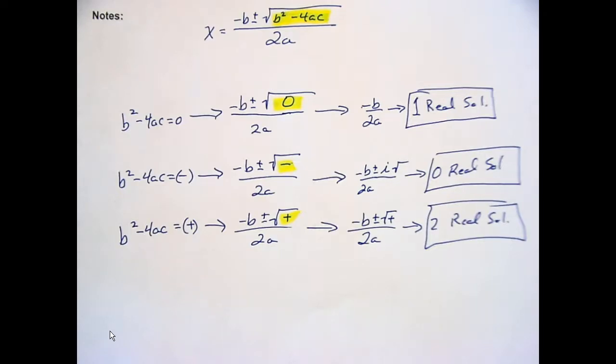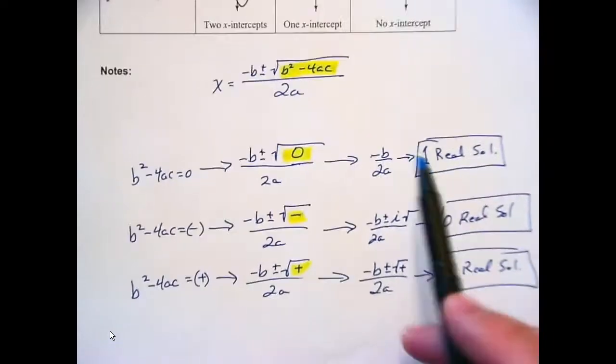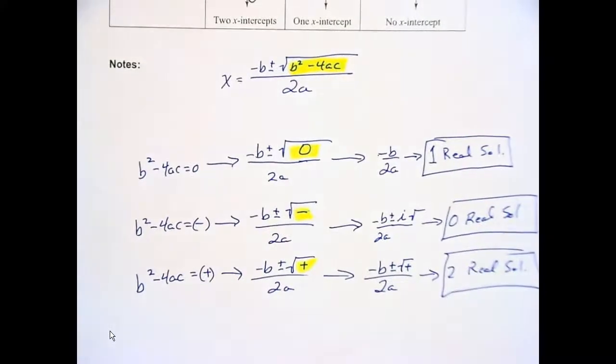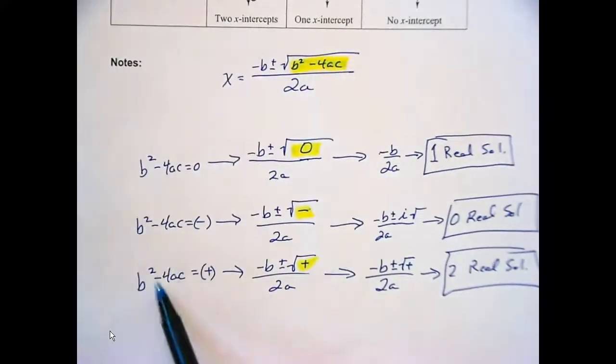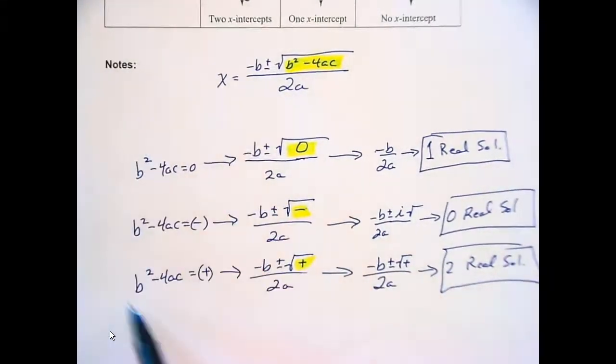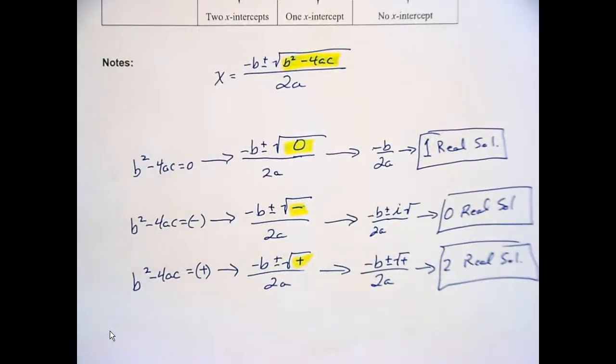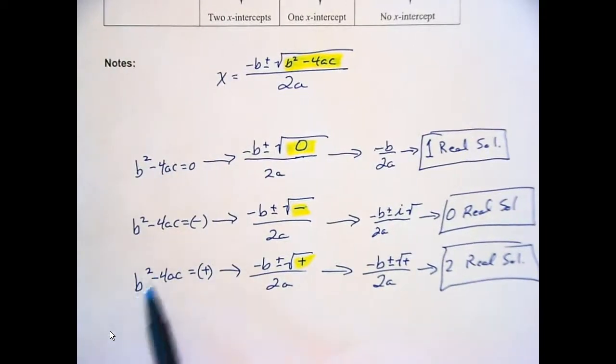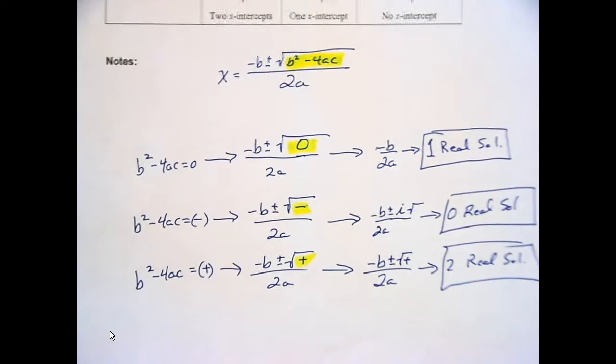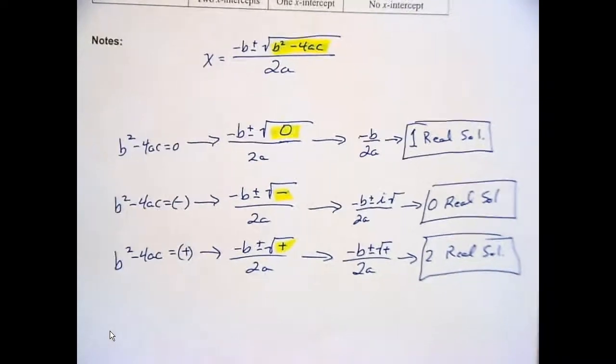All right. So notice in all of these, did I include the square root symbol? For b squared minus 4ac, do I have a square root on it? No. Your discriminant does not include the square root. It's what's underneath the radical symbol. Okay. Any questions there?